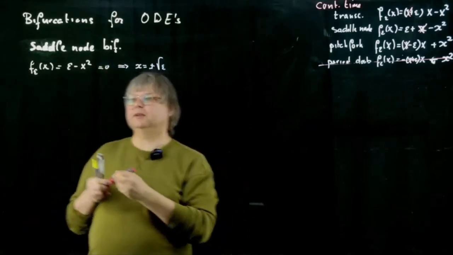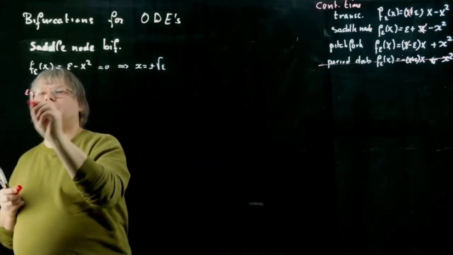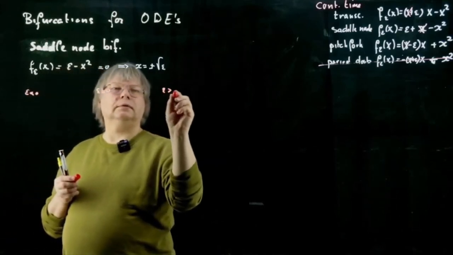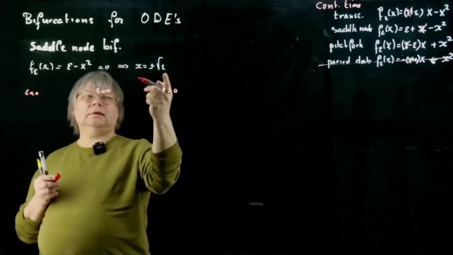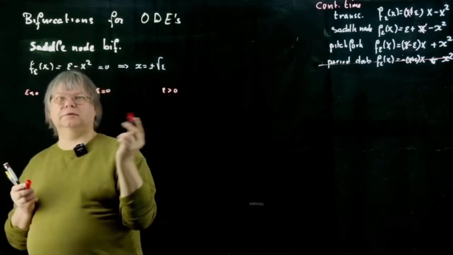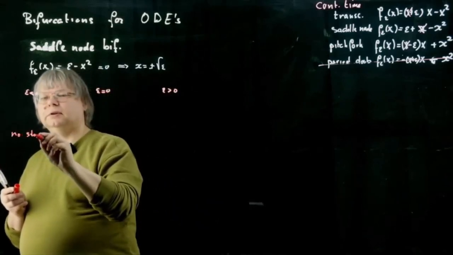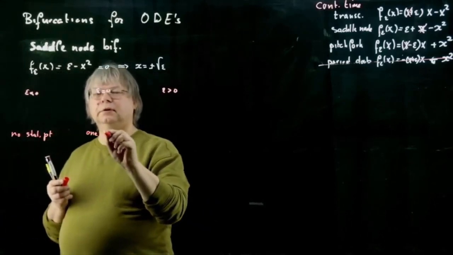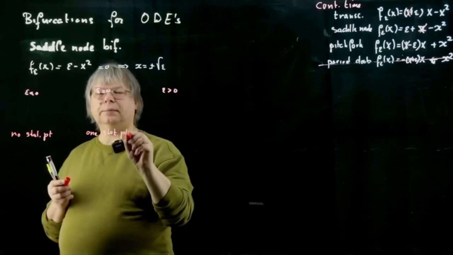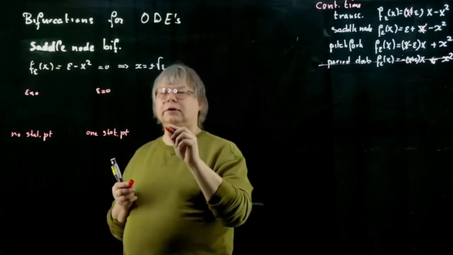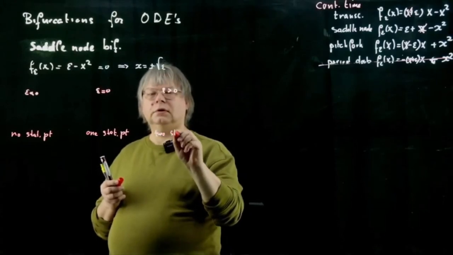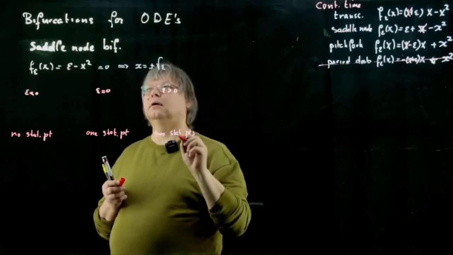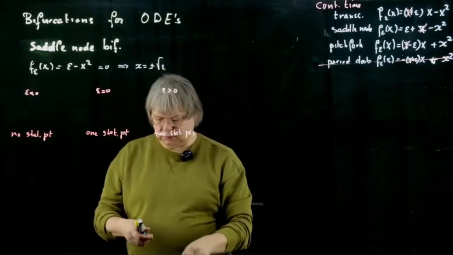Okay, let's do the pictures. Epsilon negative, epsilon equals to zero, and epsilon bigger than zero. Well, if epsilon is negative, there's no fixed point, no stationary point. Here there is one stationary point, namely x is zero. And here there are two. And that's what you expect in a saddle node.